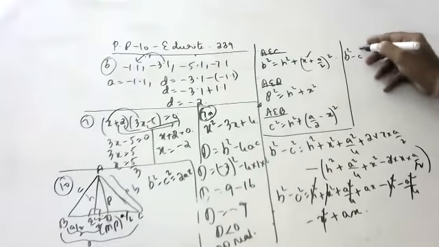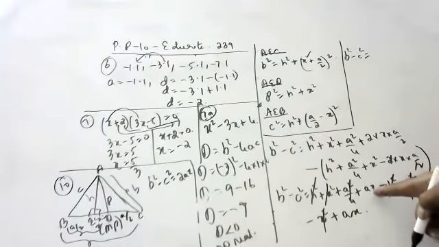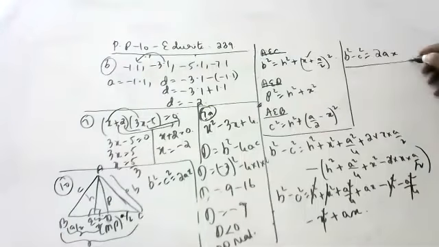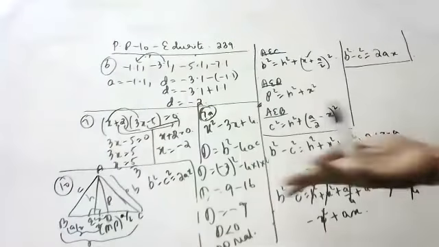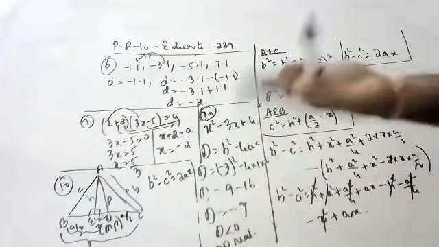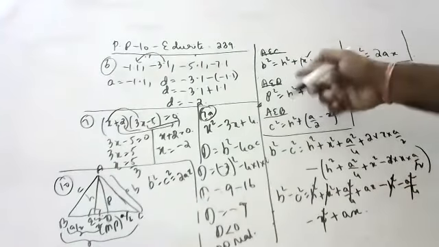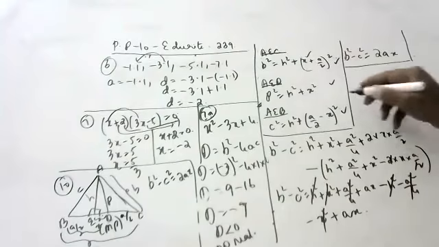b square minus c square is equal to ax plus ax, 2ax. That's all that is left, children. No need of p, no need of x, no need of h, nothing has come. Unnecessarily it has confused. Okay, so children, when you do Pythagoras theorem for all the triangles, you get some idea.